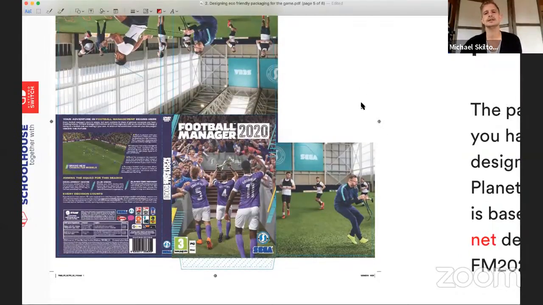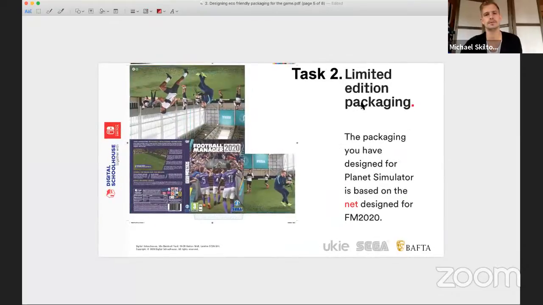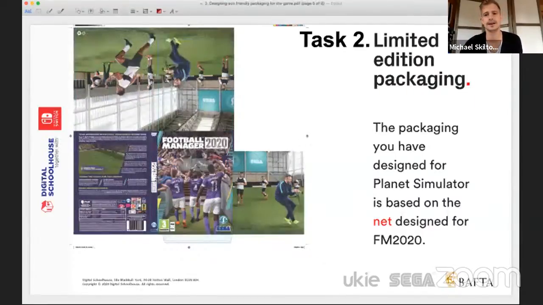Okay, so that's the basic elements of what we're looking for with packaging. And yeah, this is the kind of thing that we're going to hope to achieve for ourselves and our own computer games today, either for Planet Simulator or for your own game idea.